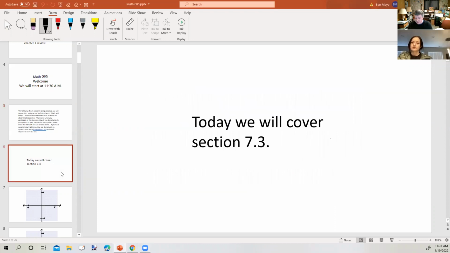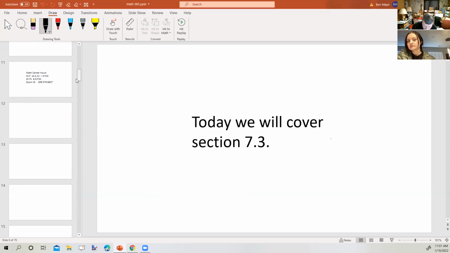Okay, so today, eventually, we're going to go on to section 7.3, but first I have some requests from you folks, so we'll start by looking at those.